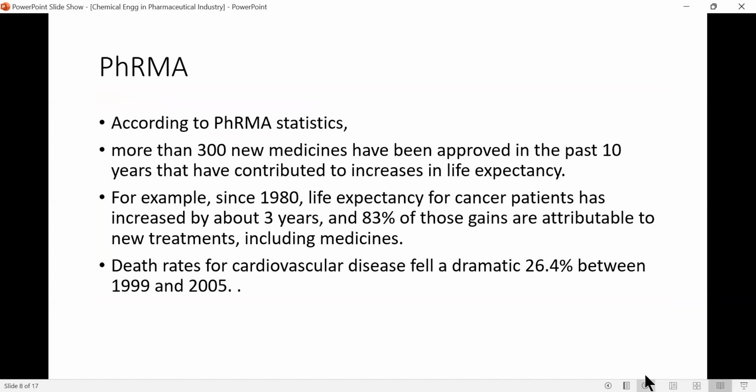PhRMA has given a statistic: more than 300 new medicines have been approved in the past 10 years that have contributed to an increase in life expectancy. PhRMA stands for Pharmaceutical Research and Manufacturers of America, the companies put together. For example, since 1980, life expectancy for cancer patients has increased by about 3 years, and 83% of those gains are attributable to new treatments, including medicines. Death rates for cardiovascular disease fell a dramatic 26.4% between 1999 and 2005.